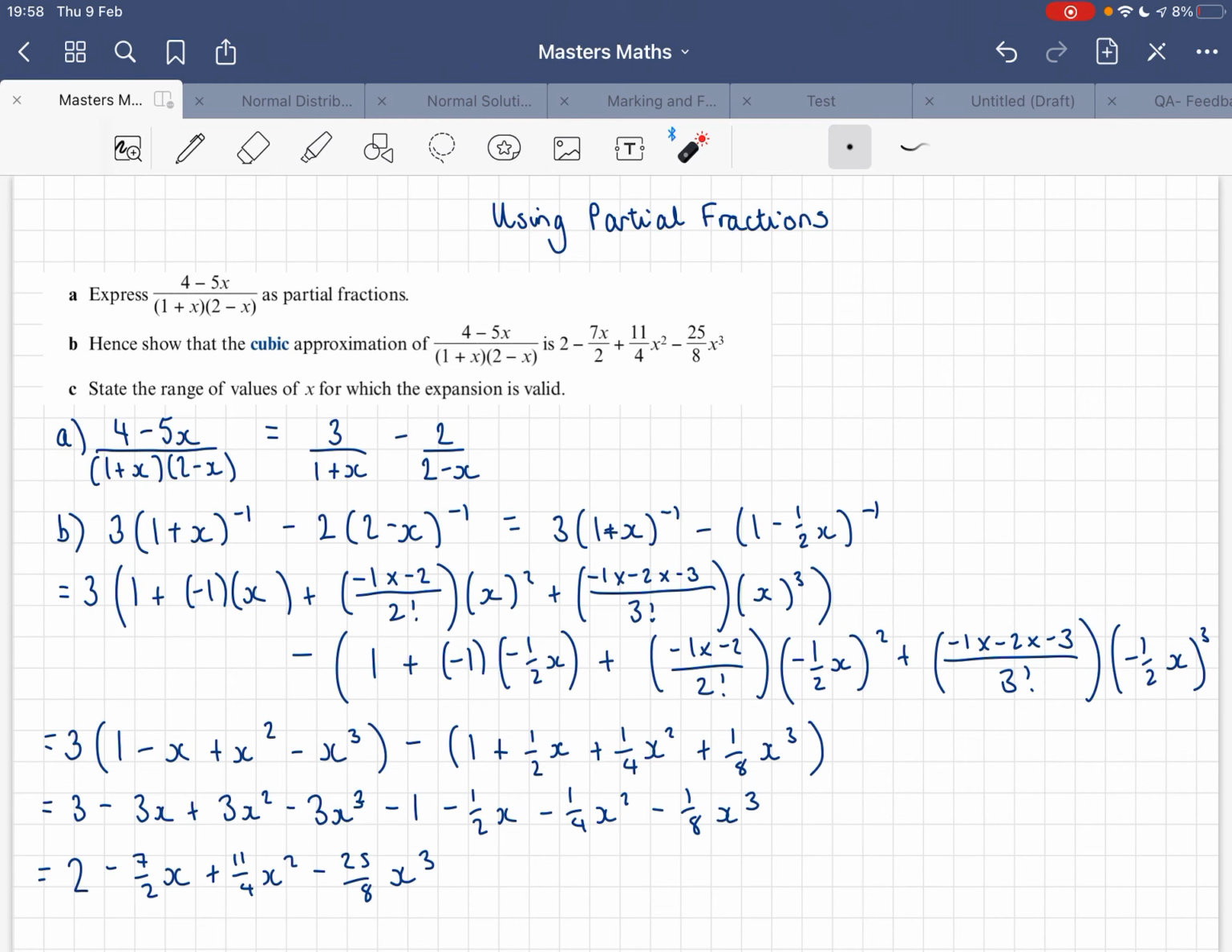We've shown that the cubic approximation of (4 minus 5x) over (1 plus x)(2 minus x) is 2 minus 7 over 2x plus 11 over 4x squared minus 25 over 8x cubed. We've shown that by splitting it up into partial fractions and then doing a binomial expansion of each of those partial fractions.